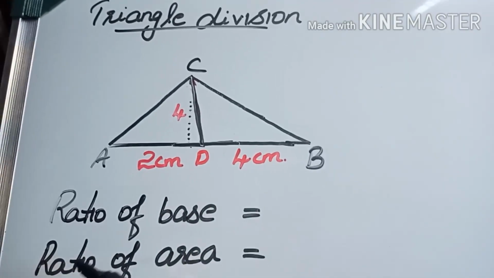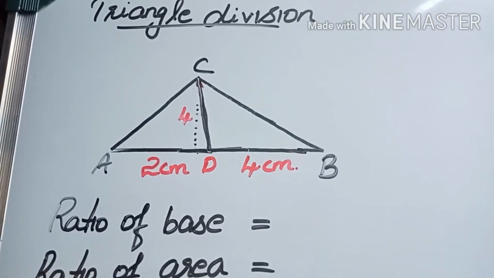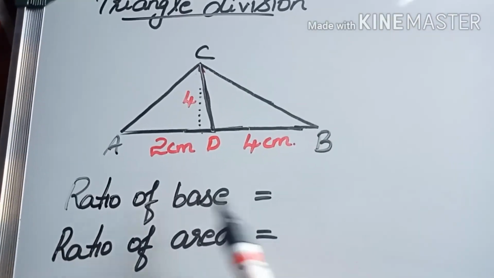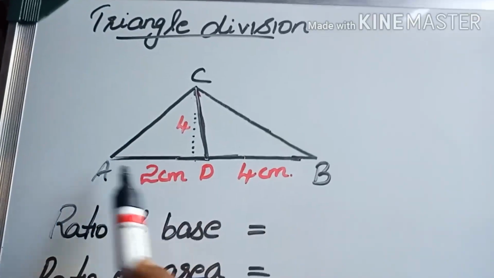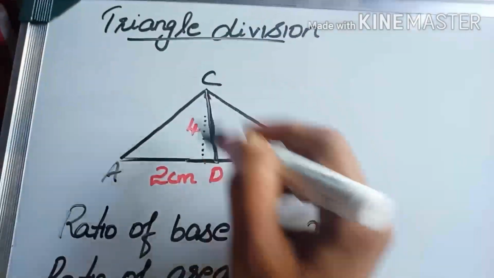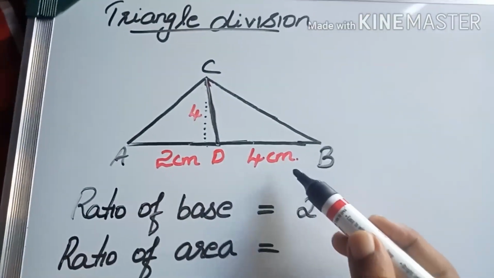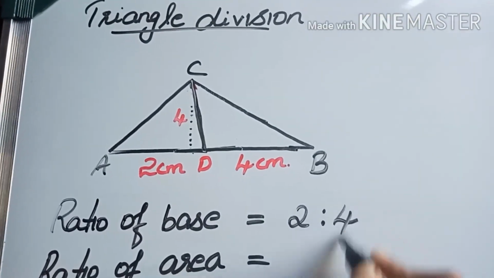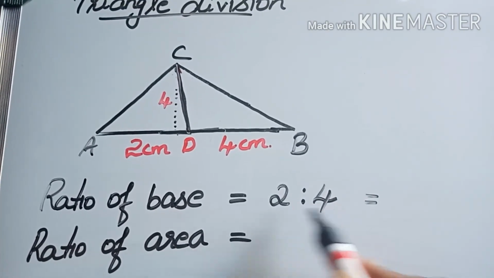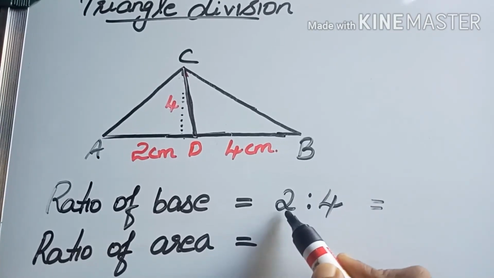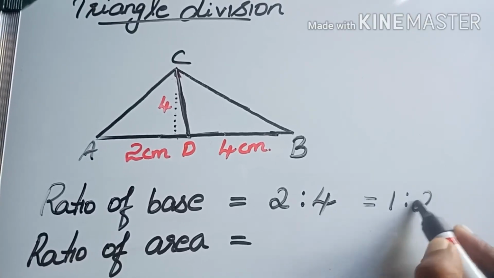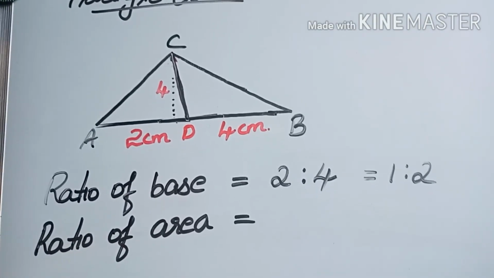Now let's check whether the ratio of base and ratio of area are the same. Only the ratio, not the measurement. So the ratio of base: for the first triangle, base is 2 centimeter, so 2 is to. For the second triangle CDB, base is 4 centimeter. So 2 is to 4. We can simplify this using 2, because 2 is a common number here. 2 by 2 is 1, and 4 by 2 is 2. So 1 is to 2 is the ratio we got.